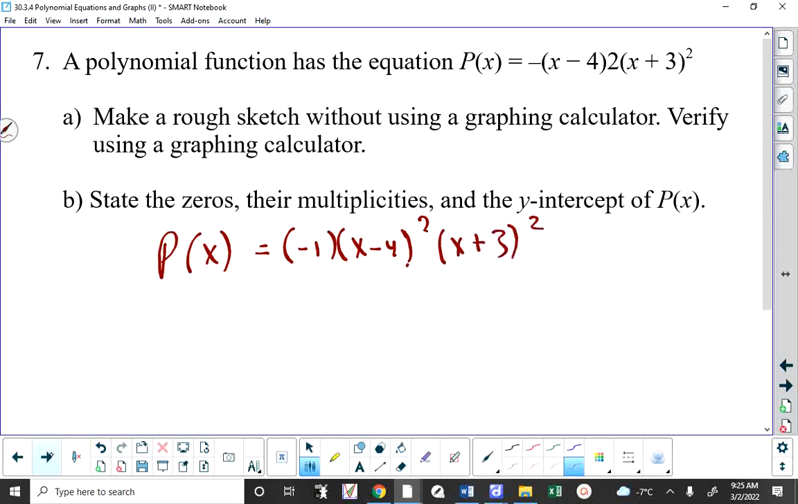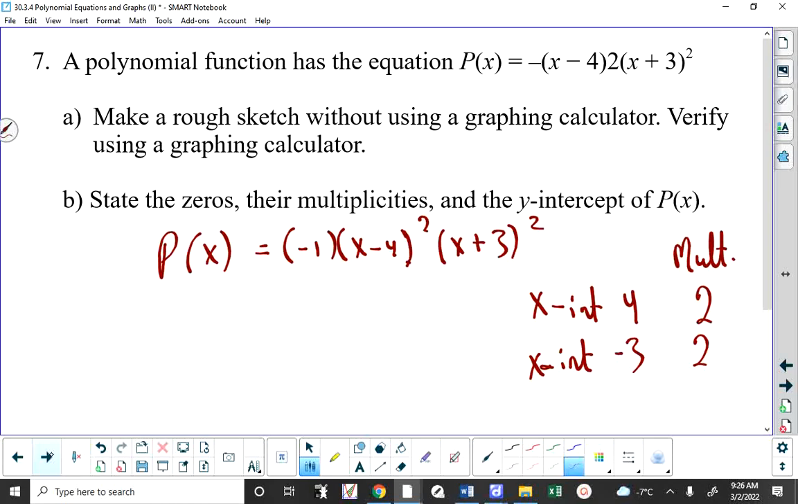So what this means is if I look at x-intercepts, I have an x-intercept at 4, and there's a multiplicity of 2 with that x-intercept, because the x minus 4 is what produces the x-intercept of 4, and it's x minus 4 squared. That factor occurs twice. I also have an x-intercept of -3, and it also has a multiplicity of 2.